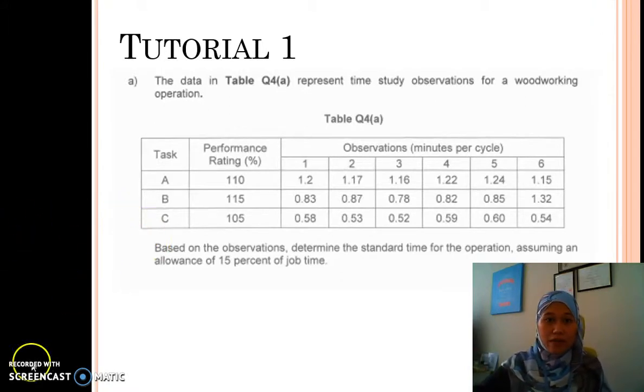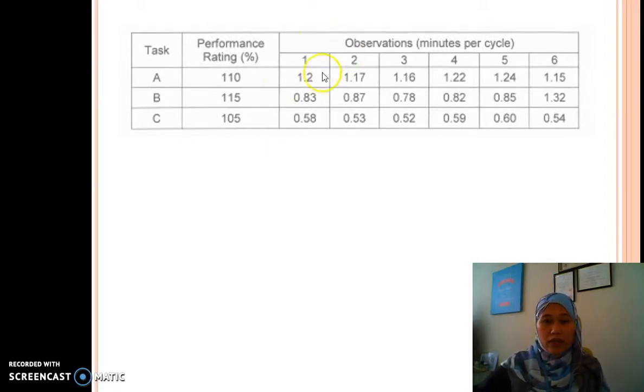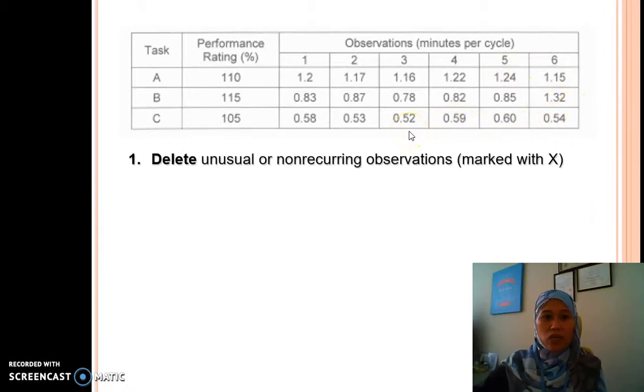And here we have the data for the 3 tasks that need to be calculated for the standard time for the job. Okay. And we have the performance rating given to us. And the observation for the job or the operation, they observed for 6 cycles. And then we have information here on the allowance. It's 50%.